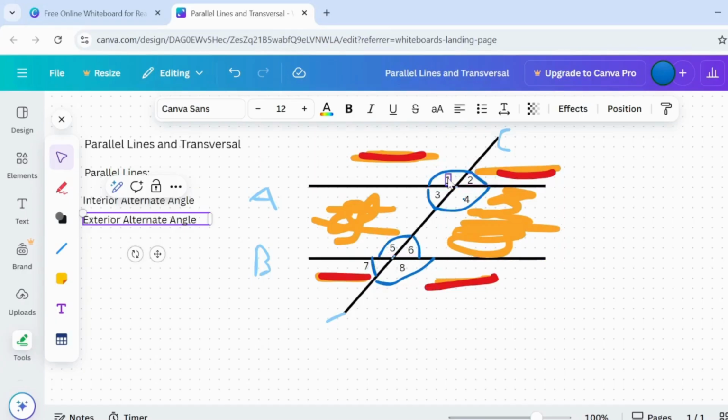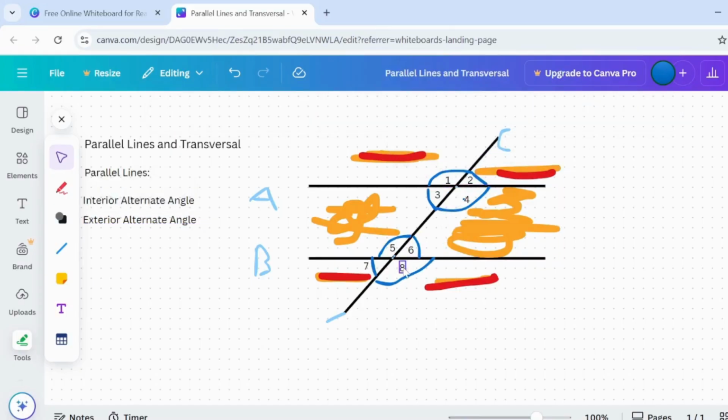So they should be alternate to each other. That is, one is to be on the left side or the right side of the transversal, and the other should be on the opposite side of the first angle. So let's say 1. 1 and 8 are exterior alternate angles because 1 lies on the left side of the transversal and 8 lies on the right side of the transversal. So these two are alternate to each other. They don't lie on the same side. They should be different and alternate. So 2 and 7 are also exterior alternate because 2 lies on the right side and 7 lies on the left side. I hope you understood that.